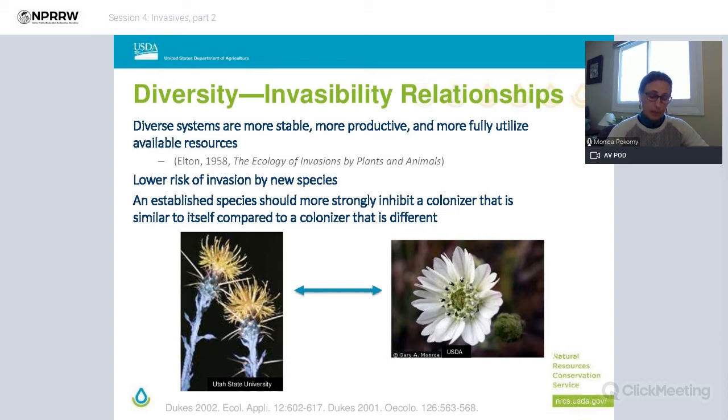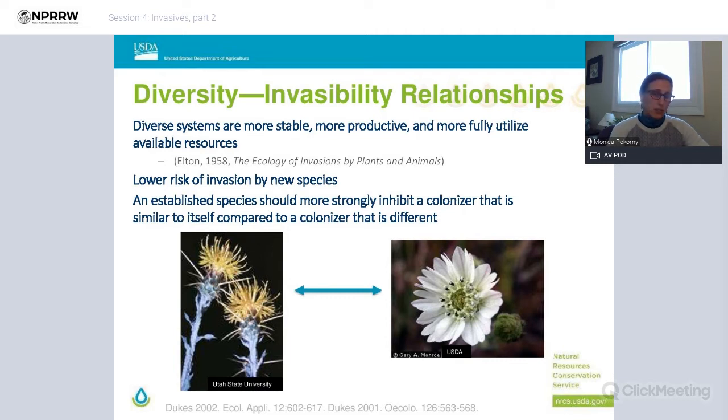The concept then of having diverse communities resist invasion has been studied for a long time. And one of the first people to study it was Elton back in the 1950s. And what he found was that diverse plant communities are really more stable and they are more productive. So they produce more biomass and they utilize the resources more fully, both in time and space. And when you do that, you lower the risk of invasion by a new species. So that was a really important understanding.